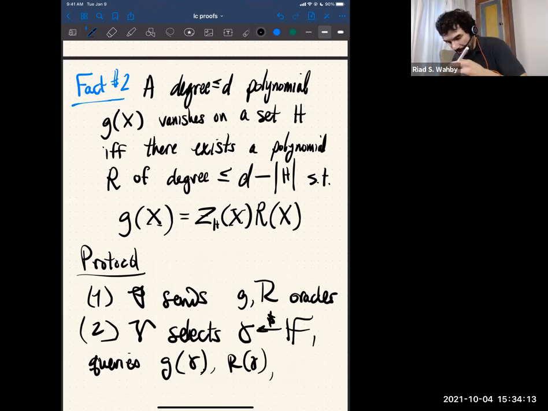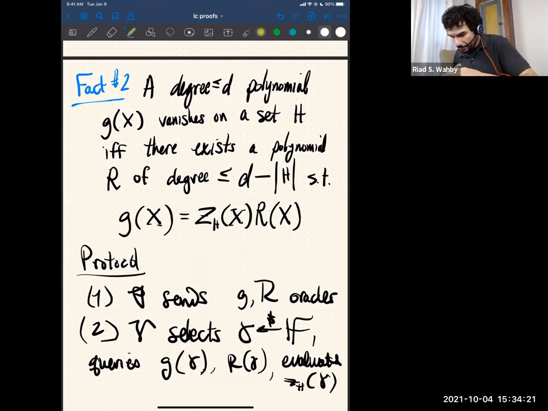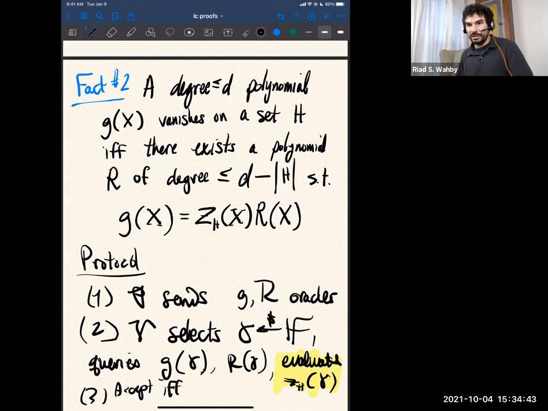And then it evaluates the vanishing polynomial at gamma. I should note that evaluating the vanishing polynomial is easy, because there's a lot of structure to this polynomial. It turns out that any vanishing polynomial is relatively easy to evaluate. So this is even lightweight work for the verifier. And then finally, the verifier accepts just if this works out: G of gamma equals R of gamma times Z_H of gamma.